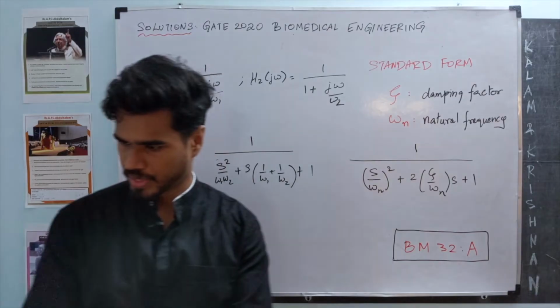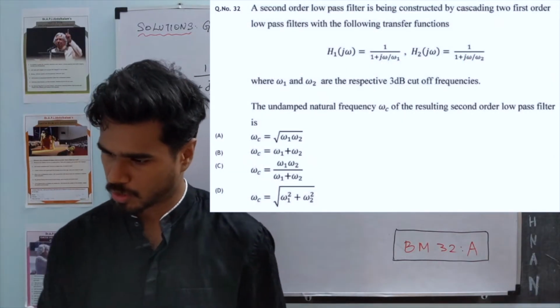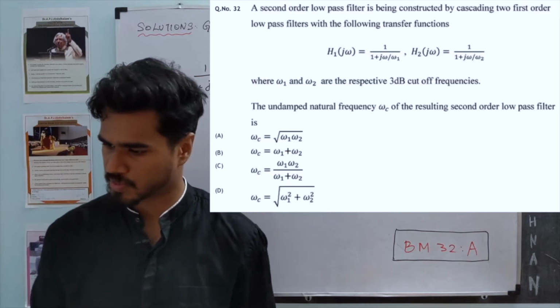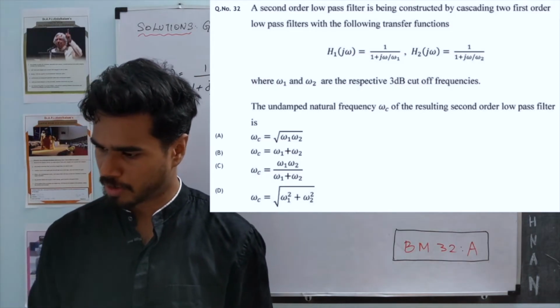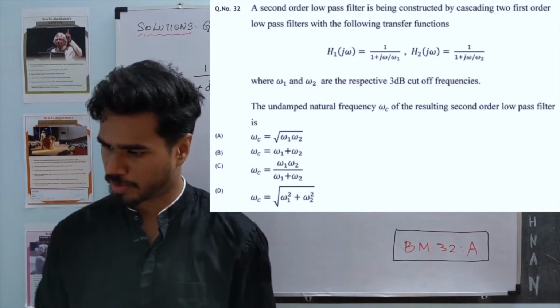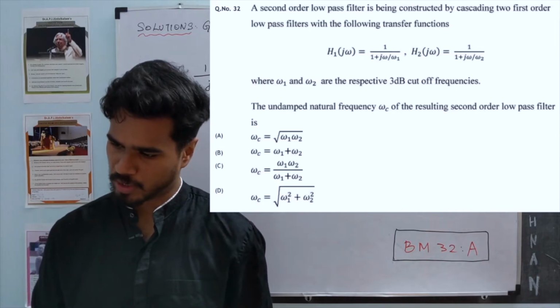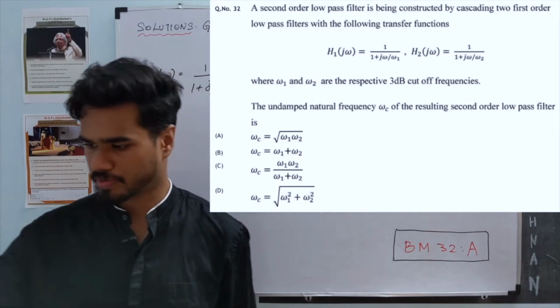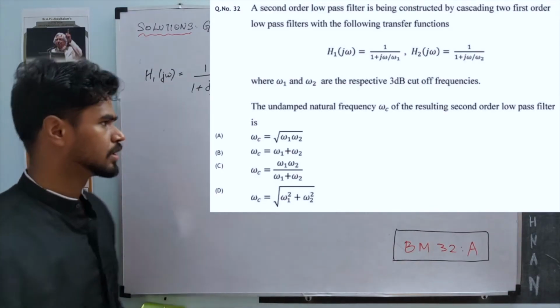32nd question. A second order low pass filter is being constructed by cascading two first order low pass filters with the following transfer functions. H1 of j omega is 1 by 1 plus j omega by omega 1. H2 of j omega is 1 by 1 plus j omega by omega 2, where omega 1 and omega 2 are the respective 3 dB cutoff frequencies. The undamped natural frequency omega C of the resulting second order low pass filter is.